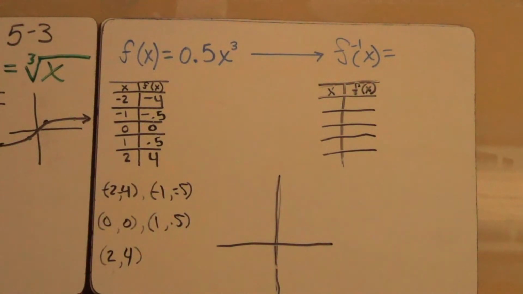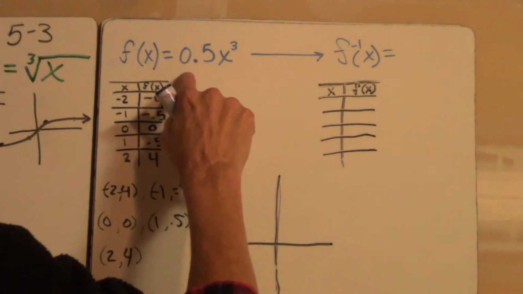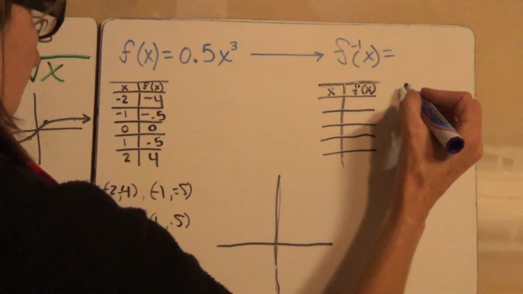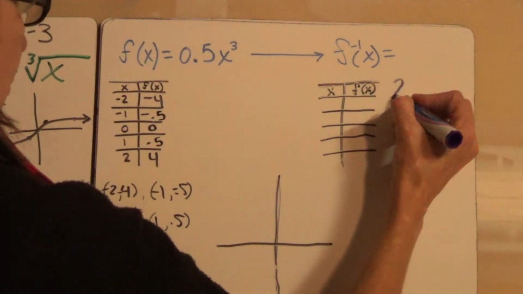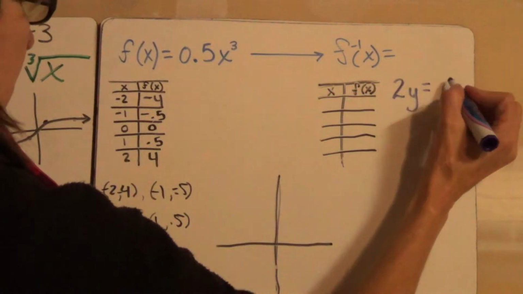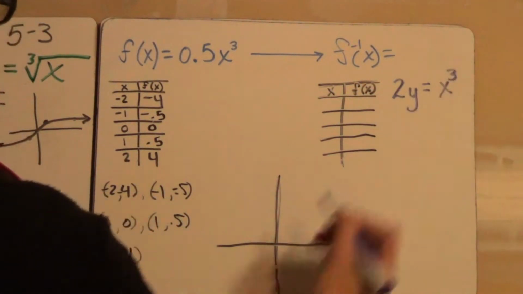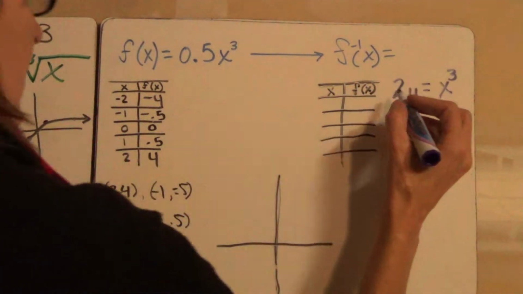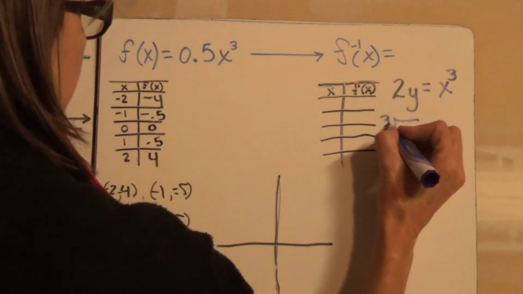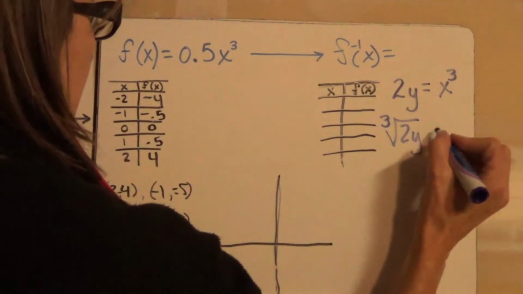So now when we get over to the inverse, we already know these points will flip around, but we need to discover what the inverse is. So first thing we do is divide by 0.5. Dividing by 1/2 is the same thing as multiplying by 2. So we go 2x, I'm going to switch that to y, equals x cubed.